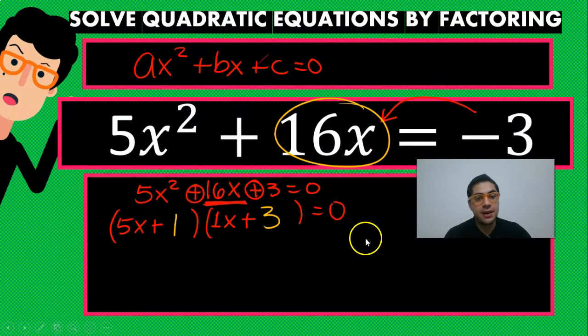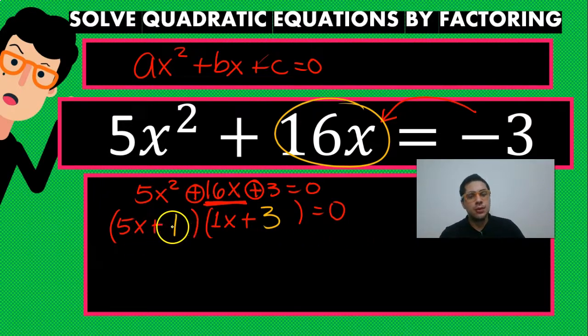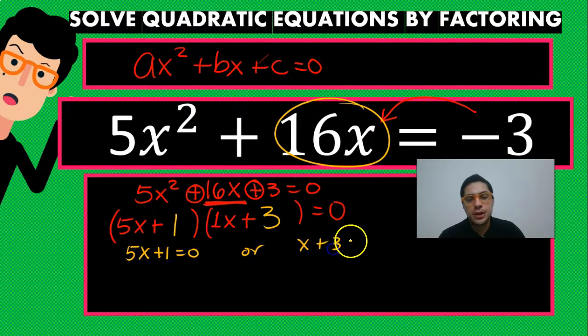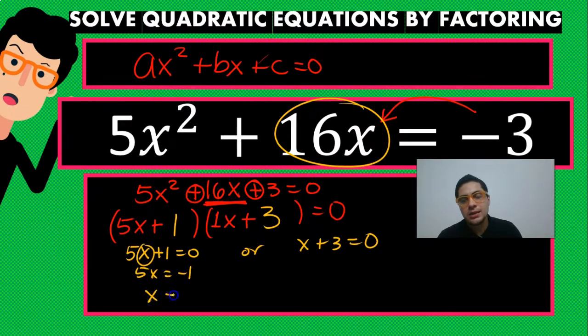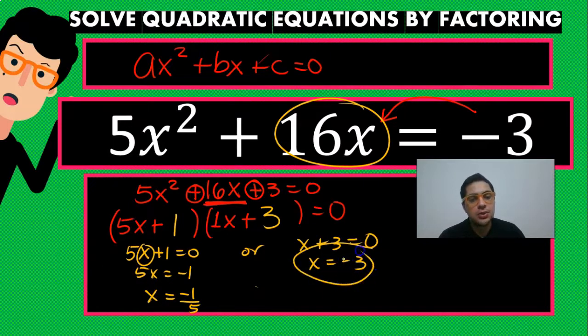Now, guys, that we have found the adequate factors of 5x to the power of 2 plus 16x plus 3, what we do is that we apply the zero product property. So either 5x plus 1 is equal to 0, or 1x plus 3 is equal to 0. When we solve for x, we're going to have 5x is equal to minus 1. So x is equal to minus 1 divided by 5. Or we have x is equal to minus 3. And those two are going to be our solutions for this problem.